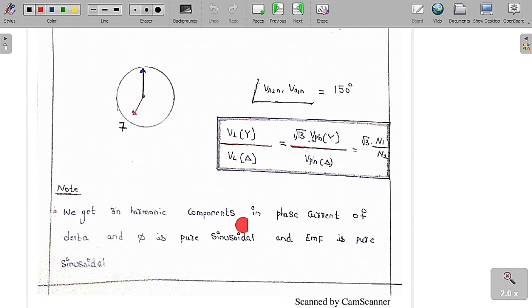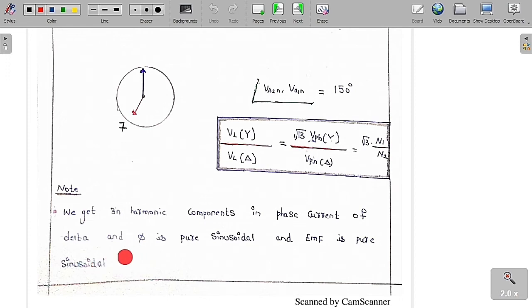So we get 3 harmonic components in the phase currents of delta, because delta connection is a closed circuit. I have already told you, whenever there is a closed circuit or any path to ground, definitely 3 harmonics are going to be present. So when 3 harmonics are present, definitely there is no chance for 3n plus or minus 1 harmonics. So we can say simply we get 3n harmonic components in the phase currents of the delta, but no 3n plus or minus 1 harmonics are at all going to be present in the phase currents.